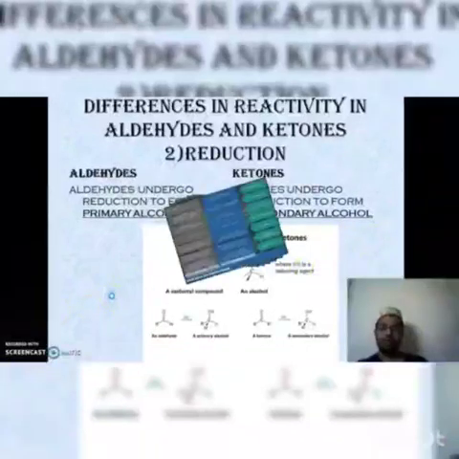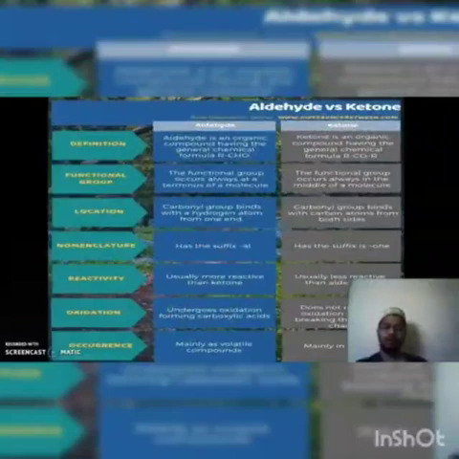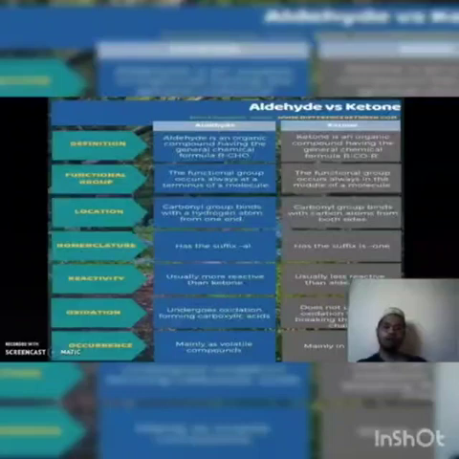At the end, let's have a comparative study between aldehydes and ketones. First of all, let's start with the definition. As you all know, aldehyde is an organic compound having the general chemical formula RCHO, while ketone is an organic compound having the general formula RCOR. Functional group: in aldehyde the functional group always occurs at the terminus of the molecule, while in ketone it always occurs in the middle of the molecule.